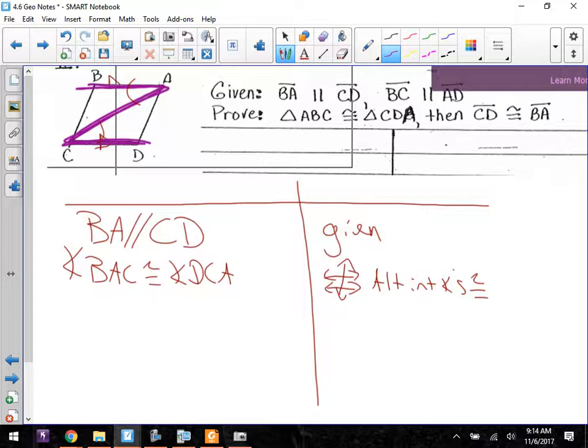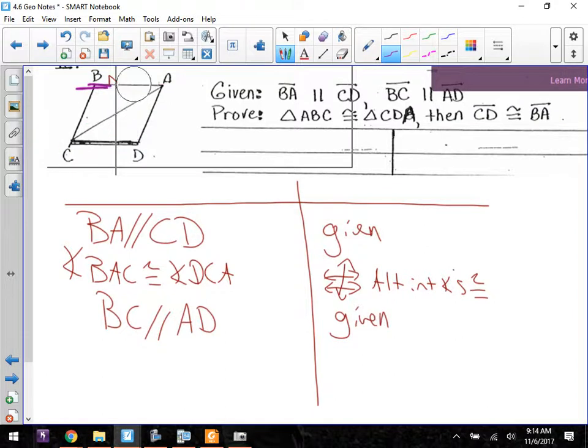Then I do it again. Next one: BC parallel to AD. Where the angles are formed, where it changes direction, those become congruent. It's just a matter of writing out the letters. It's just kind of tough sometimes when you look at it.